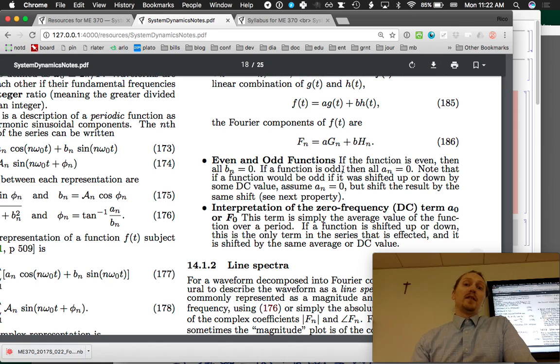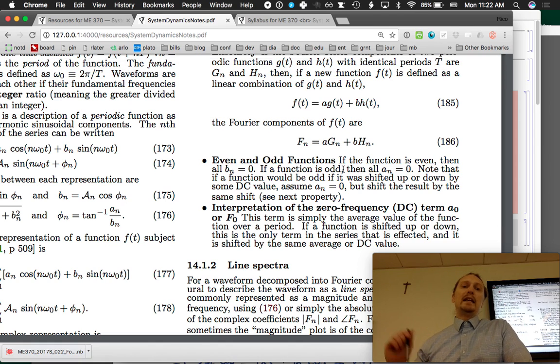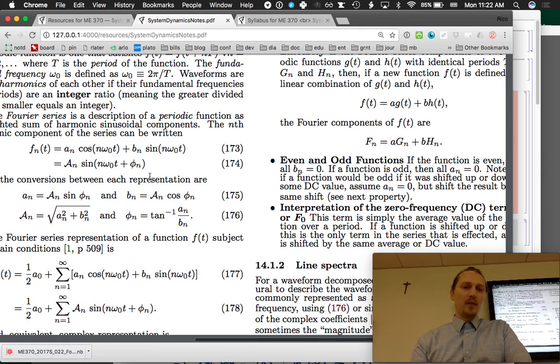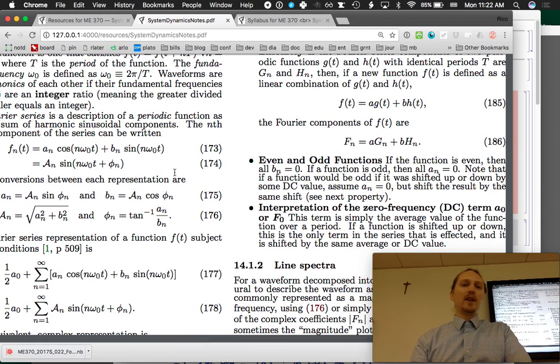So the next property that's nice is if the function is even. You guys are really going to like this one. If the function is even, then all the bn's are 0. So all the bn's are all the sine coefficients, right? So if it's an even function, all the sine terms go to 0. Do you remember? So sine and cosine, one of them is even, one of them is odd. Do you remember which one's which? Sine is odd and cosine is even.